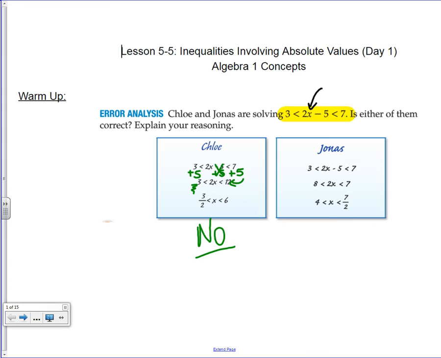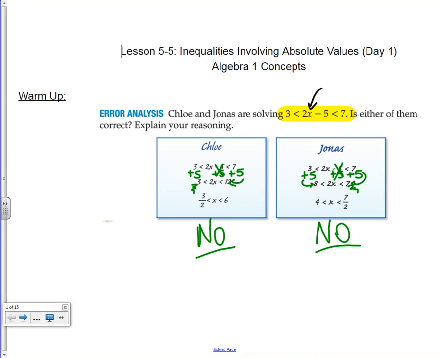Let's look at Jonas. He needs to add 5 everywhere. The 5's cancel in the middle. 3 plus 5 is 8. That's good. And 7 plus 5 is 12. Uh-oh, Jonas did not add over there. So Jonas is not correct. So neither of these two students are correct because they did not add 5 to all 3 portions of the inequality.